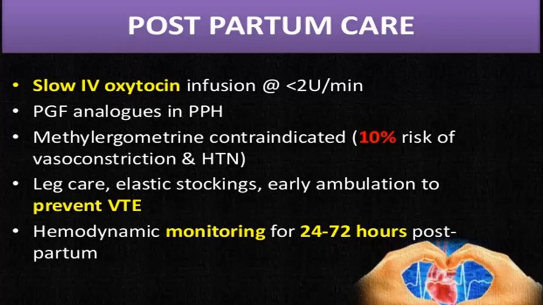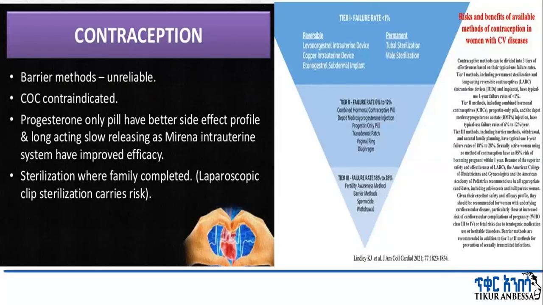And we need to monitor patients for 24 to 72 hours for possible pulmonary edema in the postpartum period. Once the patient has delivered, we need to offer contraception, and the barrier methods are unreliable, with a failure rate of up to 28%. So we need to avoid barrier methods for this kind of patient.